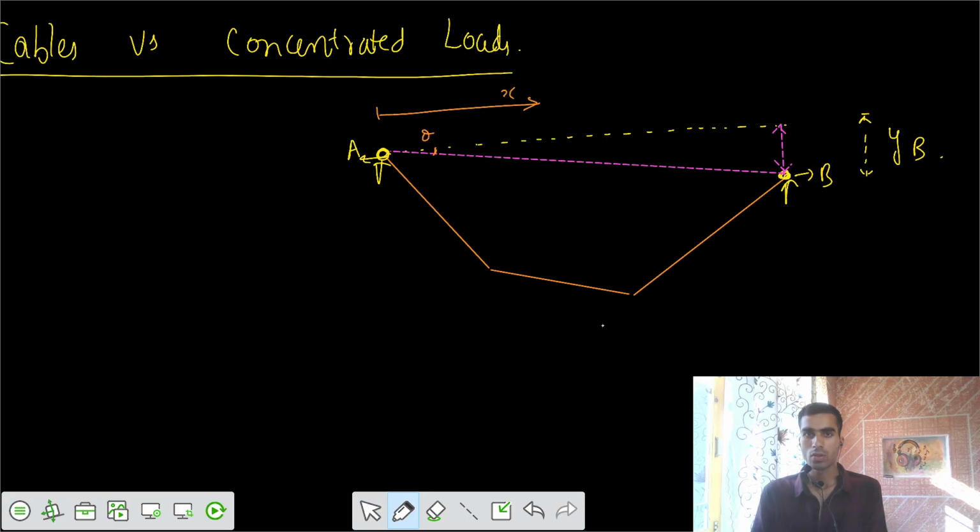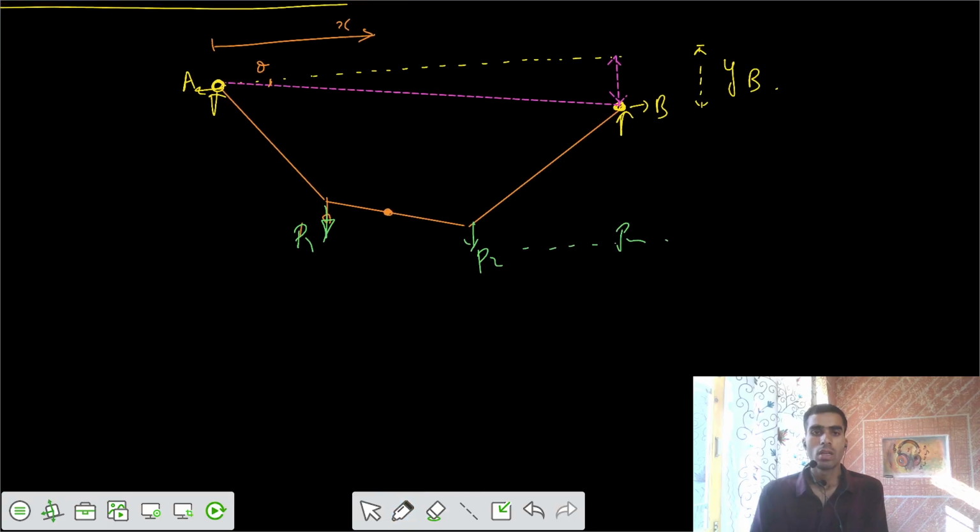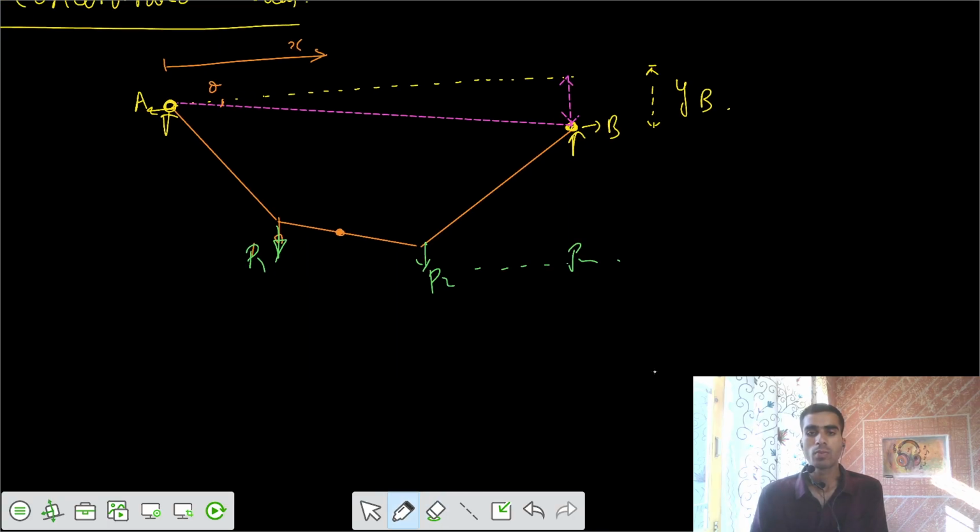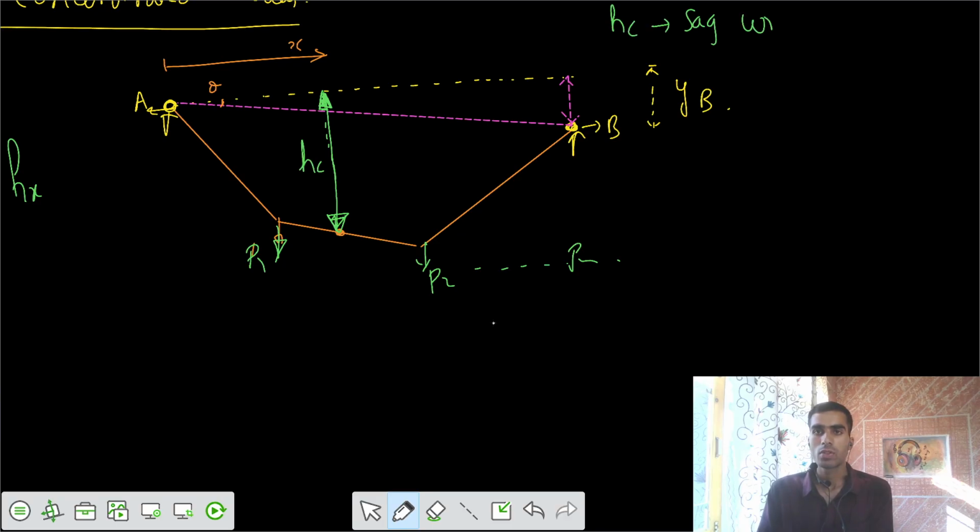And you go to some x. There we have some sag of the point. You take any point P at location x. Let's take the loads first: some load P1, load P2, and Pn, and so on. We take any point at a location x from the support A. At that location, the sag with respect to the horizontal line we write as hx. And yc is with respect to the chord line. So hc is the sag with respect to the straight line from A.